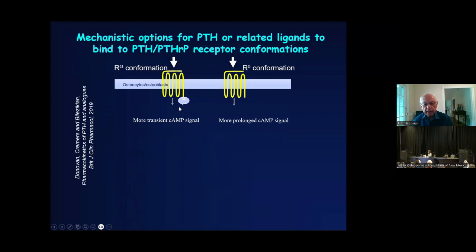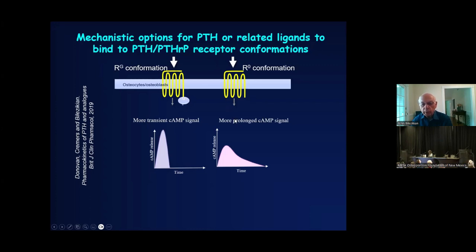The RG is a sort of micro or nanosecond interaction with the PTH-PTHrP receptor, and it generates a spike of one of its second messengers. On the other hand, the R0 conformation leads to a more prolonged cyclic AMP signal. A more prolonged cyclic AMP signal is not good when you're looking for an anabolic effect. So on the left, we want a quick hit and to trigger anabolic effects. And on the right, which is something I'll talk about tomorrow, you don't want that.